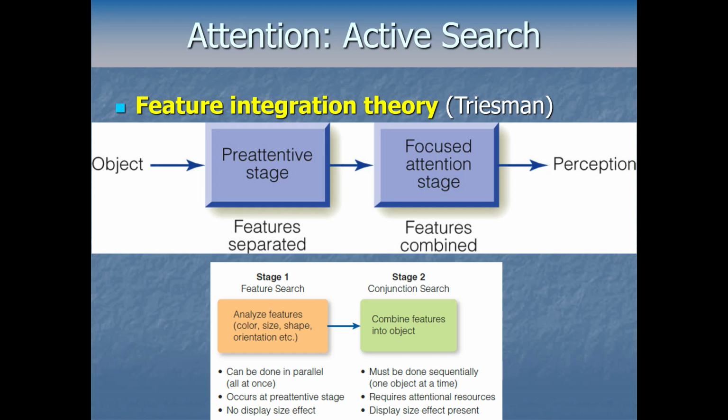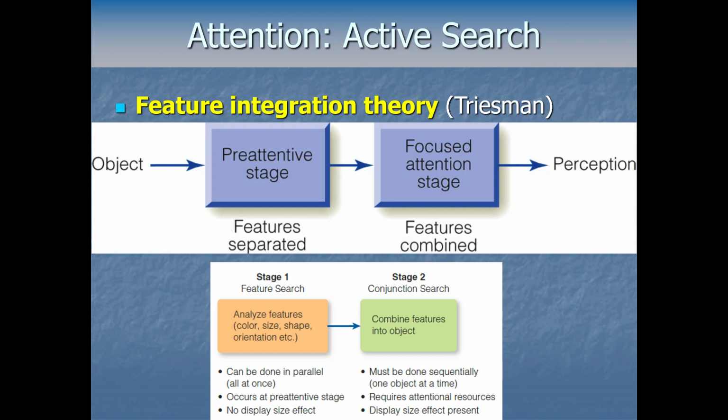So based on this model, we would predict it's going to be slower and has to be done one object at a time. It has to be done serially, sequentially, which is why we get the display size effect for conjunction searches. Bigger display slows us down more.